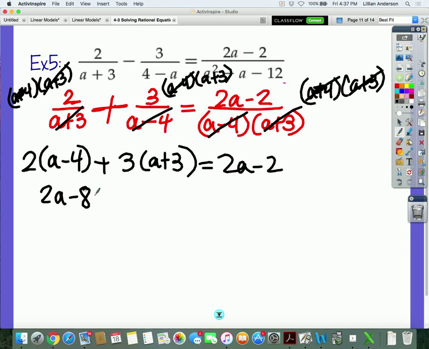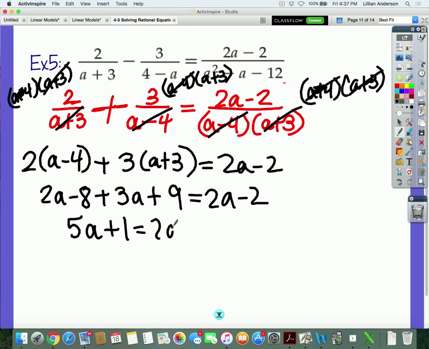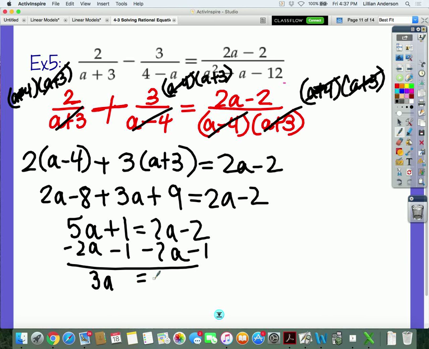Distribute. Combine like terms. Get your variable on one side. And I find out that a equals negative 1.